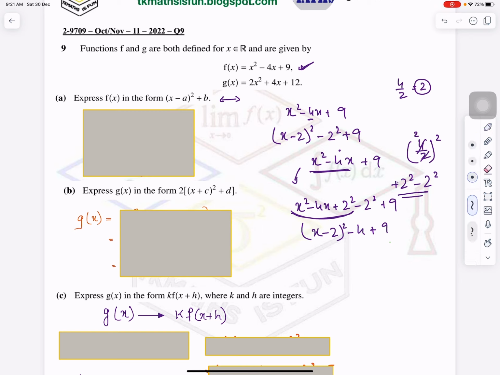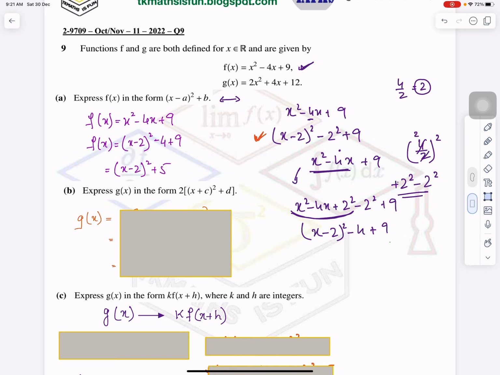So in short, we straight away do this mentally, directly in this step. If you cannot calculate it mentally, then you can write all these steps. No worries. Okay. So now this is your completing square form of f of x. You have to convert g of x also into completing square form. In function f, the coefficient of x square was 1, so no worries.